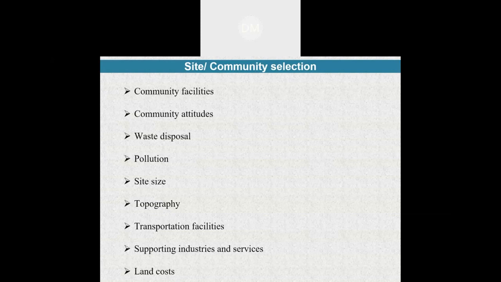Then again, transportation facility and supporting industries and services. Supporting industries and services means, for example, packaging material. If packaging materials are available in the same area, automatically our product cost is reduced. Other facilities are also available at the same site. Then required land cost. Nowadays very high cost of land is everywhere, in every place. So cost of land is an important factor.